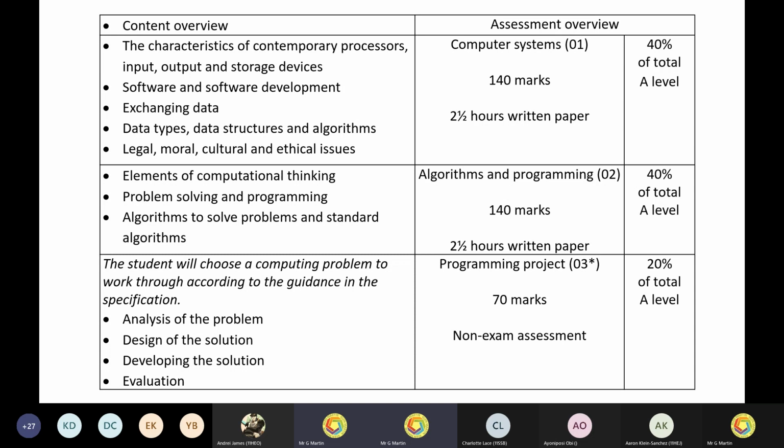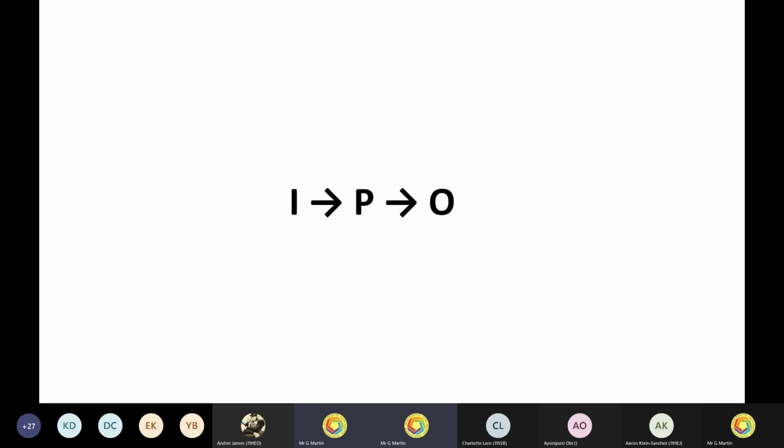One thing I want to make clear is that it is not IT. It is not about using other people's software. It's about creating your own software and then understanding how programs are actually executed when you're using a computer. So it's not about using the computer, it's about understanding it and controlling it yourself.